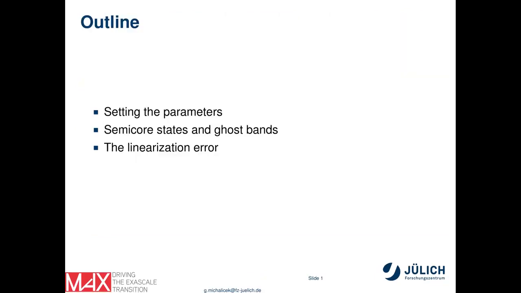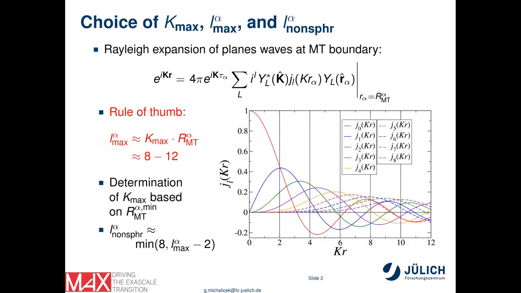So in detail, I will first discuss how to set certain parameters that enter a FLEUR calculation. Then we will discuss certain challenges that come up when performing FLEUR calculations. For example, we discuss what happens when there are ghost bands and what ghost bands look like. Then we will discuss the linearization error, and finally I will conclude the talk. So let us start with setting the parameters.